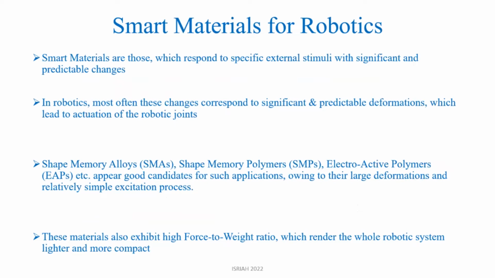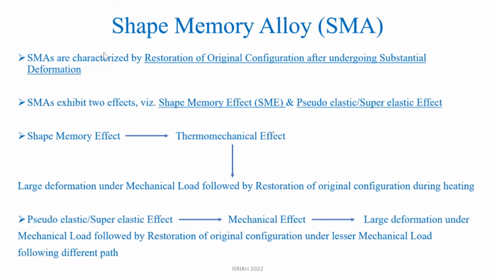etc. Maybe magnetic field. These involve a very simple excitation process. These materials also exhibit a high force to weight ratio, or in some cases a high torque to weight ratio, which renders the whole robotic system lightweight and smaller, that is, more compact. Right now we are mainly focusing on the shape memory alloy, so I want to introduce a bit on what shape memory alloy is.